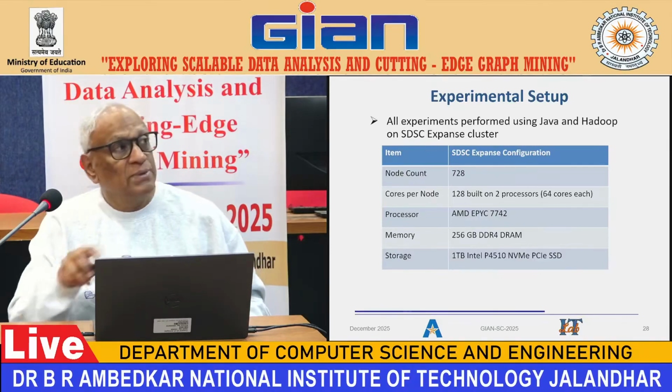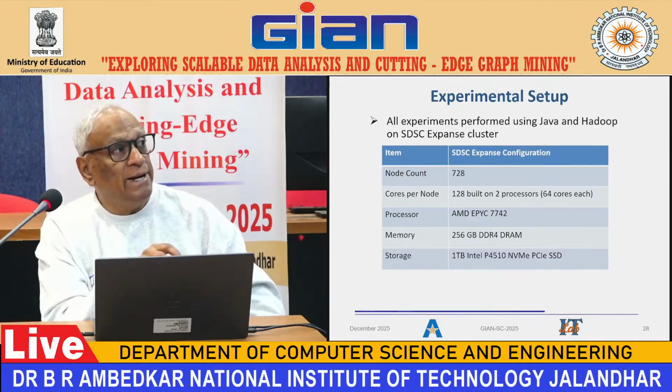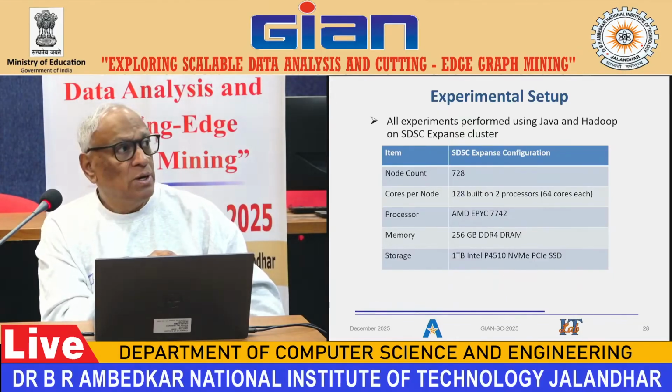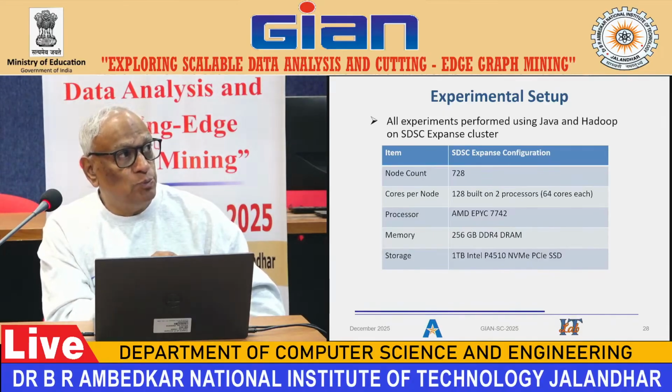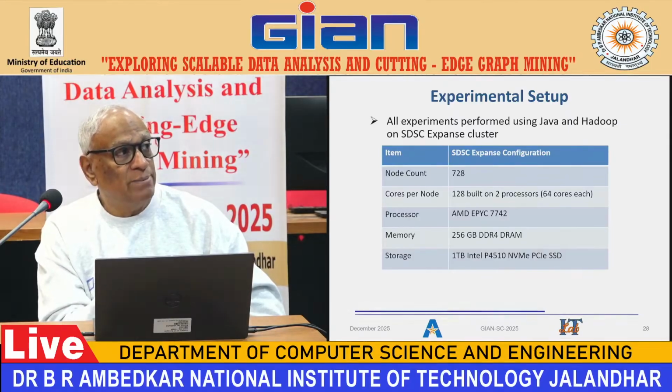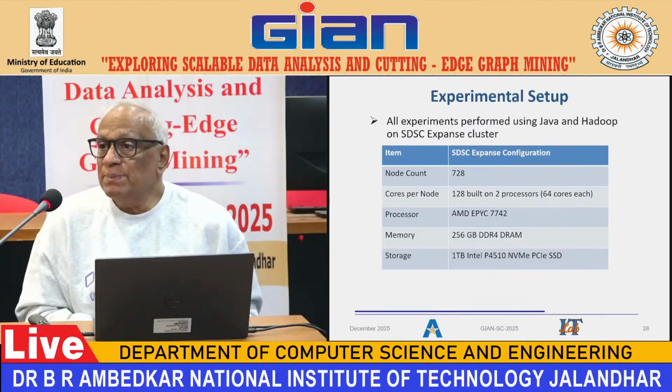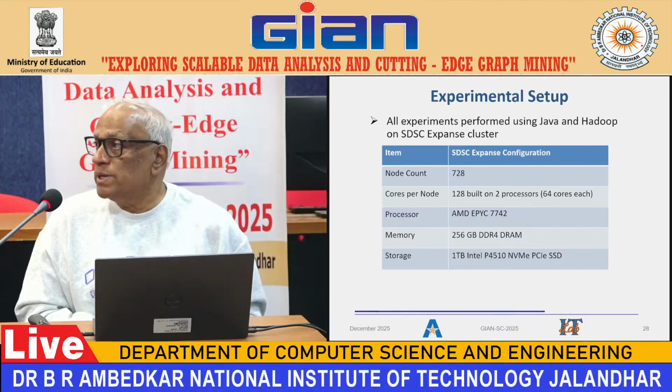And this has 728 nodes. There are 64 cores per processor and 128 cores per node. Each node has 2 processors and 128 cores. It's an AMD architecture. Each node has 256 gigabytes of RAM, and storage of 1 terabyte Intel. So this is a fairly powerful capability. You can do a lot of computing using this.